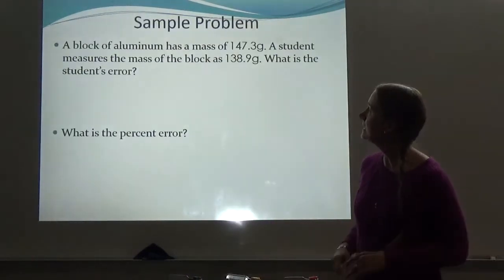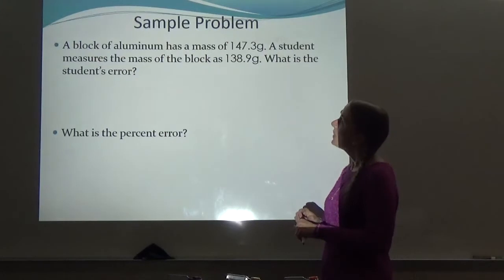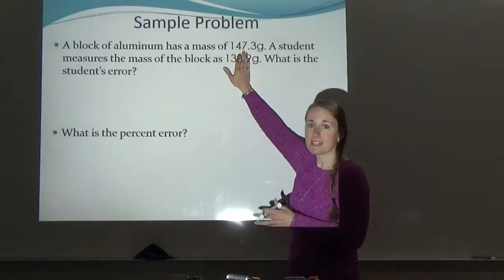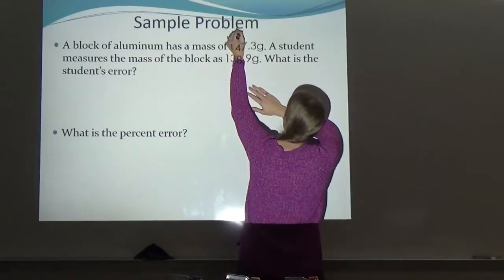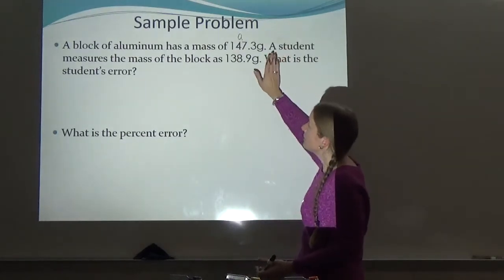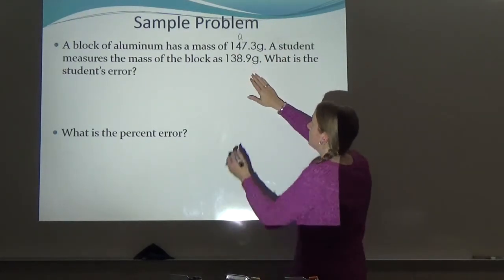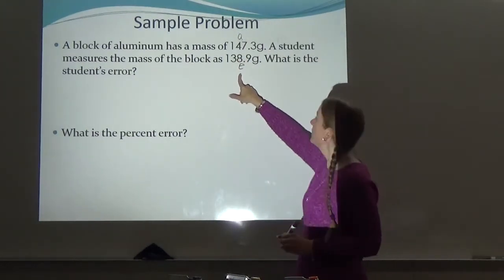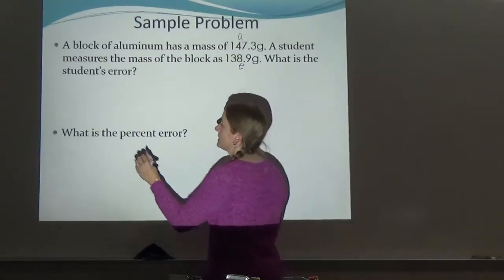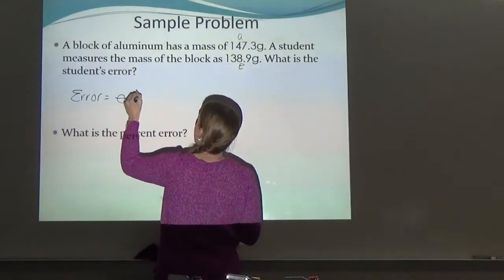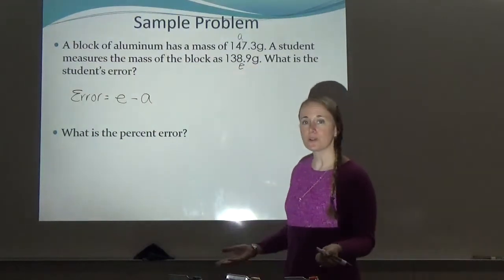So let's look at an example. It says a block of aluminum has a mass of 147.3 grams. So it's telling us this is the mass of the block, so this is my actual or my accepted value. A student measures the mass of the block as 138.9 grams. Since a student did this, this is my experimental. Then it says, what is the student's error? So error equals experimental minus actual or accepted.